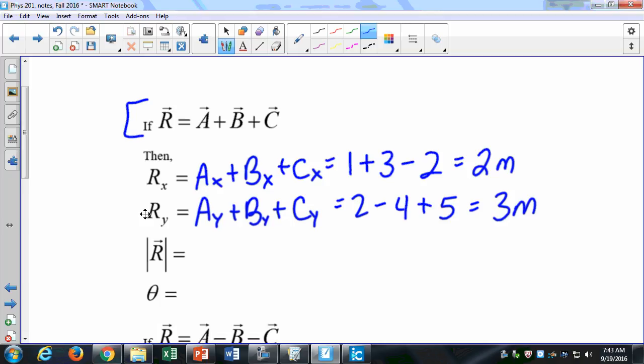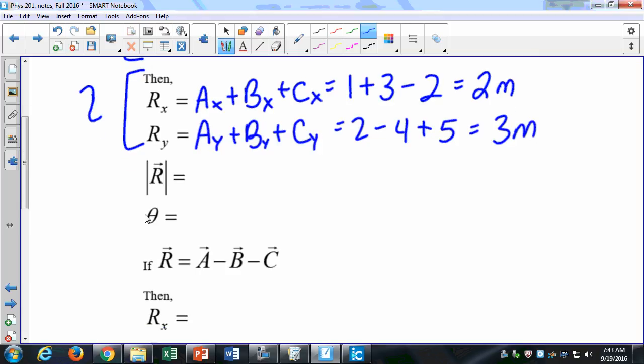So remember, several steps. Find the x and y components of all the vectors. We've done that. This is our second step: add up the x components and the y components to get the x and y component of our new vector. In this case, we're calling it r. And then our final step is to find the magnitude and direction of r. And we do that with our Pythagorean theorem and our tangent function.